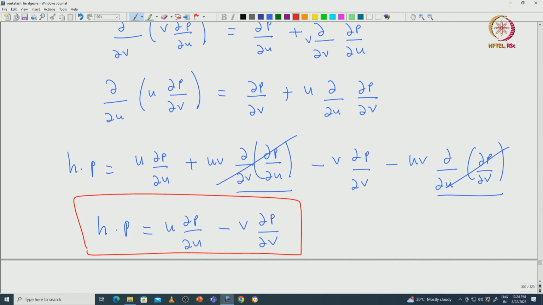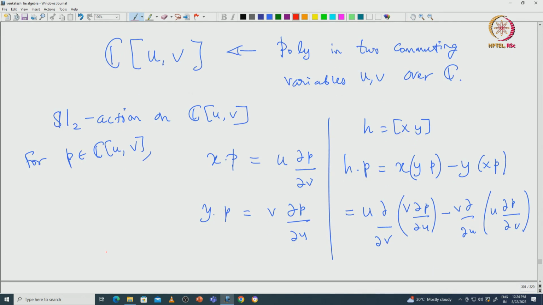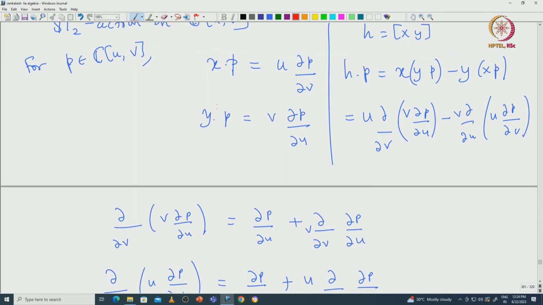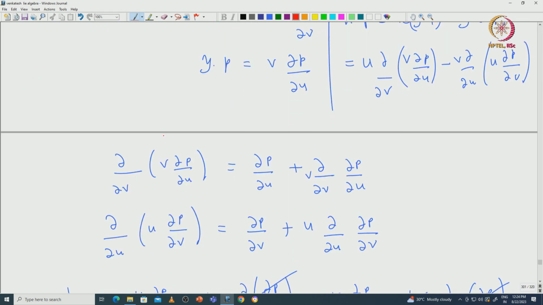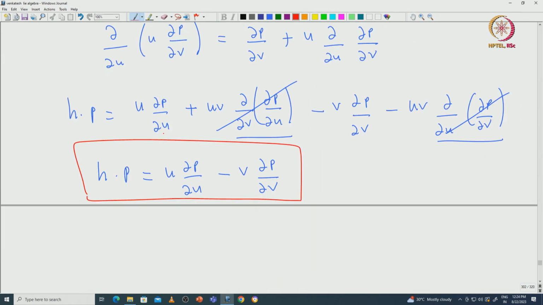Okay. So, you can just use the commutator relations to get how H will act on this C[u,v]. So, this indeed tells you that there is a unique way this is going to act if you know the action of X and Y. Now, it is not very hard to prove that this is indeed giving you an action of SL2C on this C[u,v]. So, that I will leave it to you to check. Okay. So, check that. So, this gives us an action of SL2C on C[u,v].